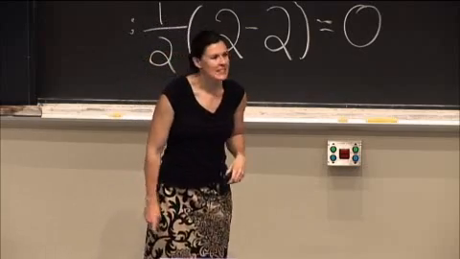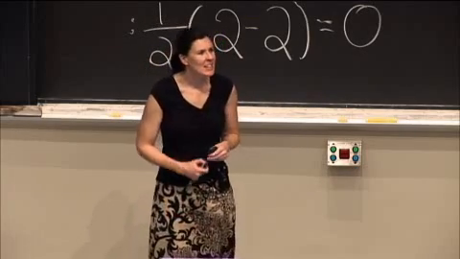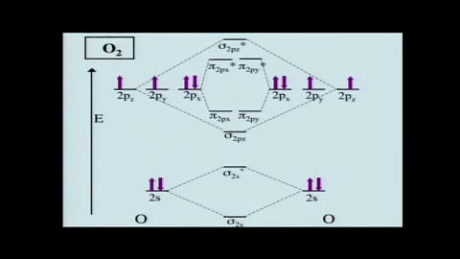So now let's look at an example where we talk about using these 2pz orbitals. So let's look at oxygen. So the first thing I want to point out is that the 2pz, the sigma 2pz, is even lower in energy than the pi orbitals here.